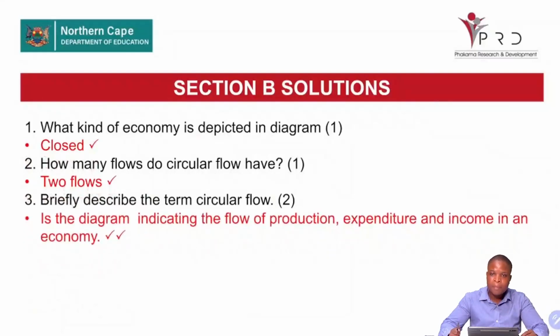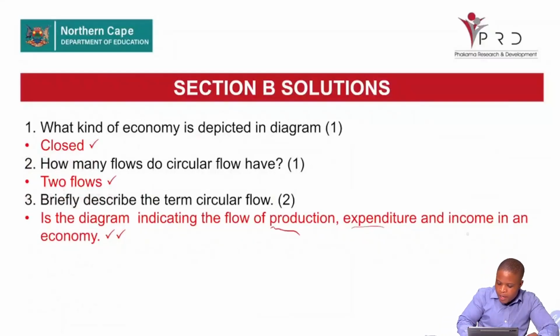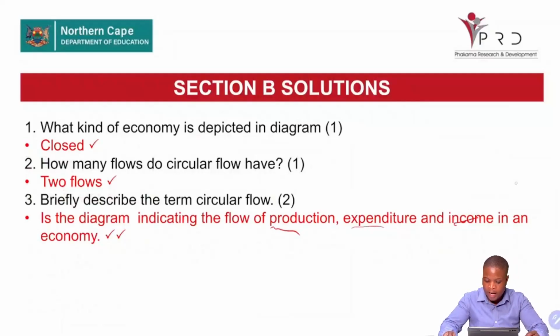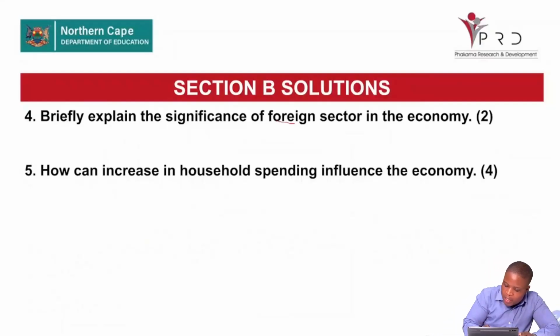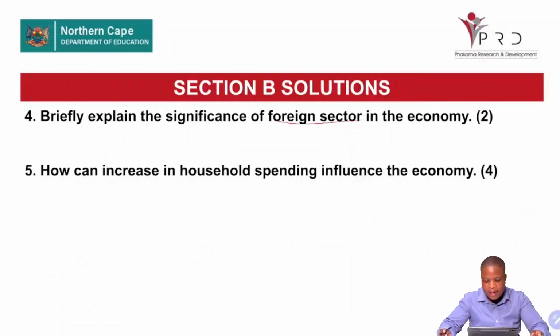A circular flow is a diagram indicating the flow of production, expenditure, and income in the economy. You can describe a circular flow as a flow of production, expenditure, and income. Number 4, briefly explain the significance of the foreign sector in the economy. What is the importance of the foreign sector in the economy?